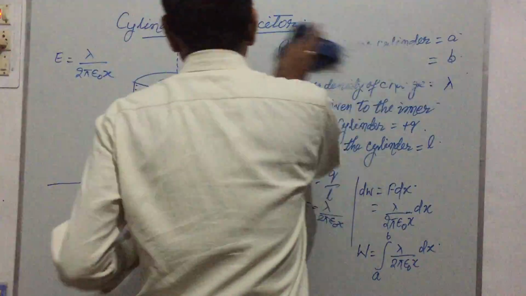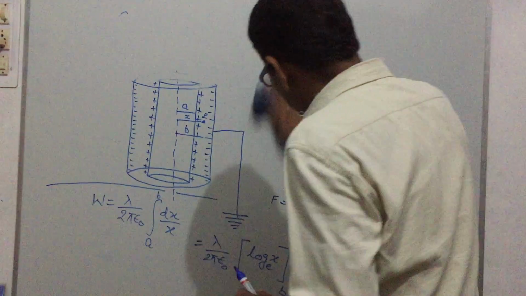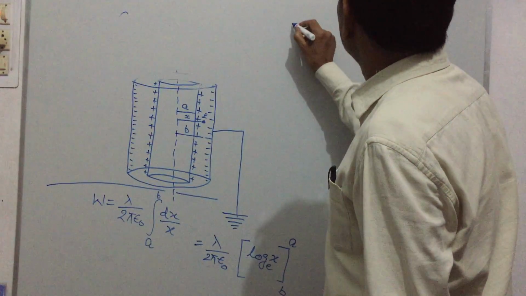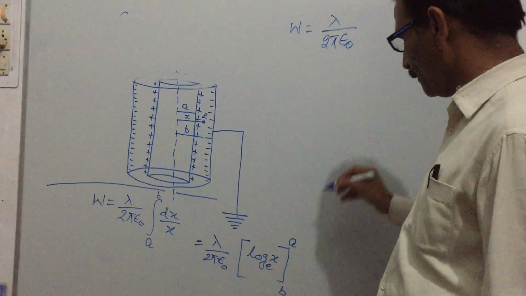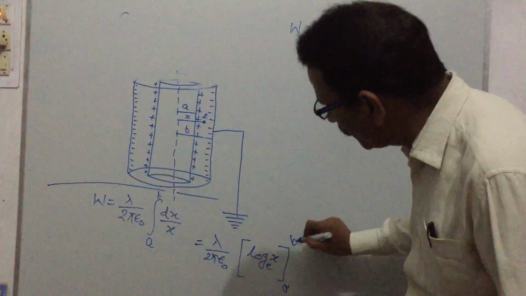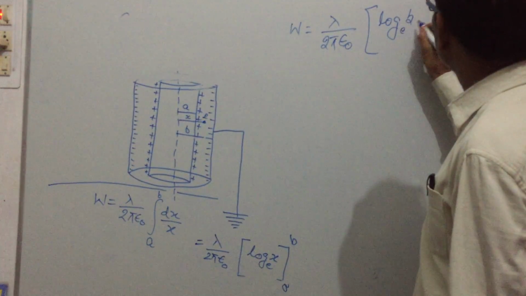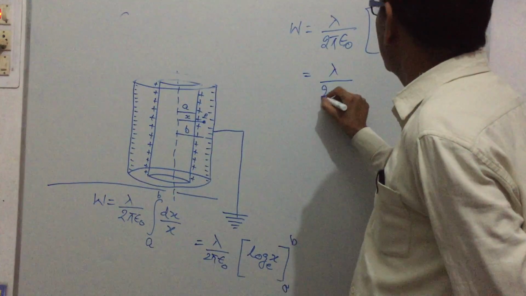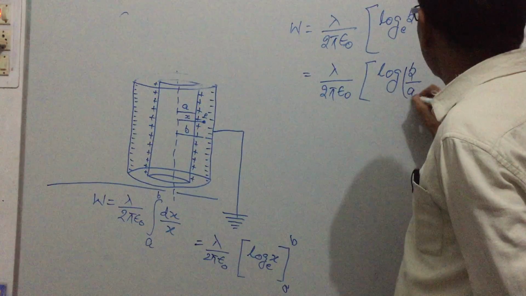Now next you can see this will be equal to W, and this W will be equal to lambda divided by 2 pi epsilon naught, into lower limit A, upper limit B. So we will write log of B at the base E minus log of A at the base E, and this can be written as lambda by 2 pi epsilon naught into log of B by A at the base E.